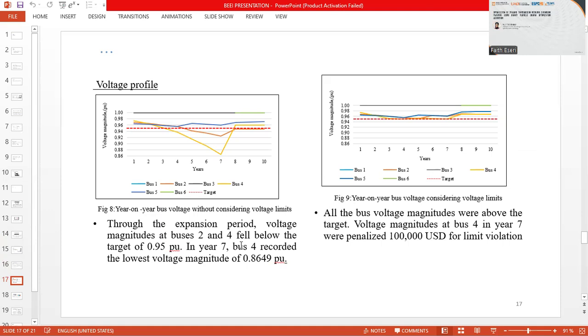You can see that the magnitudes at bus 2 and 4 fall below the target. In year 7, bus 4 is the lowest at 0.8649 per unit. In figure 9, all the voltage magnitudes were above the target, and bus 4 in year 7 was penalized $100 for limit violation.